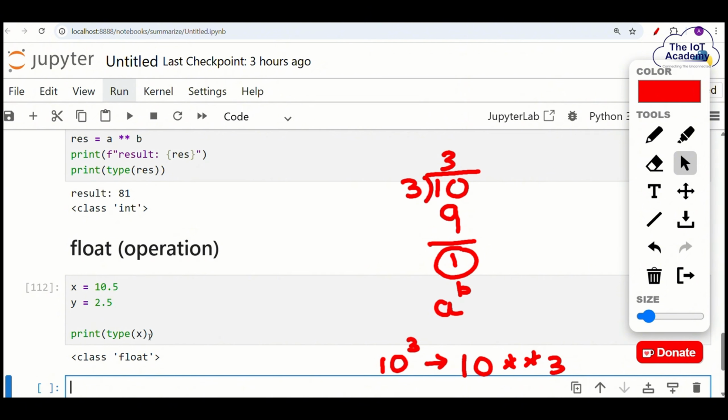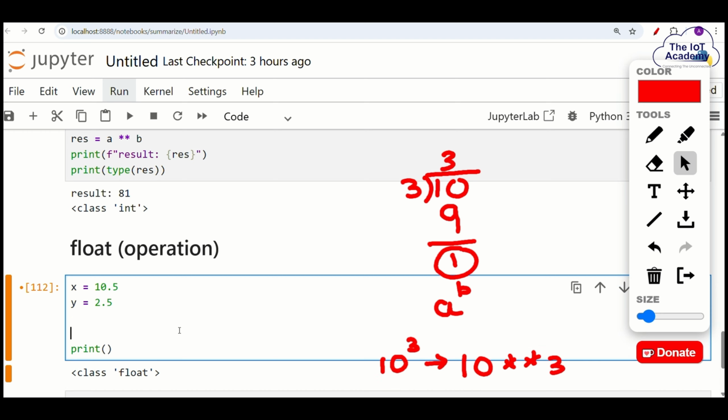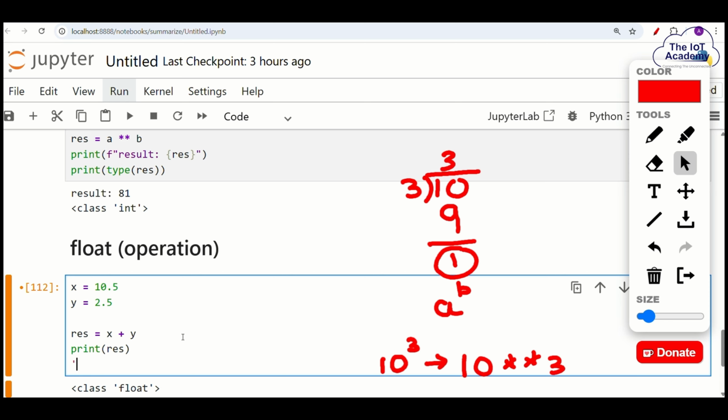Now let's add these numbers. Okay, let's just follow the same consistency. So result equals x plus y. If you take two float numbers, 10.5 and 2.5, and you add them together, and then you print the type too.